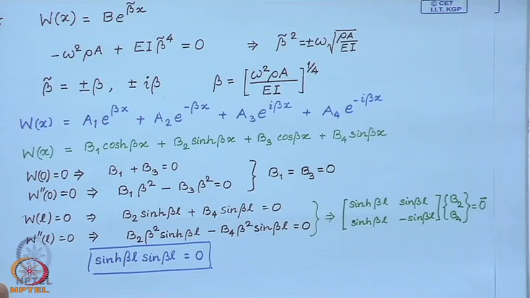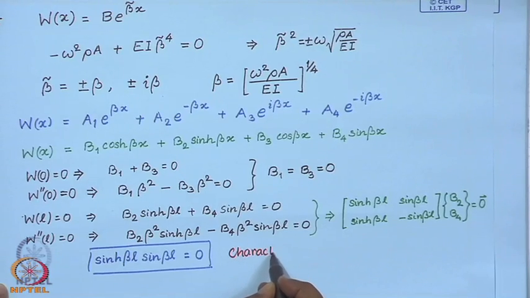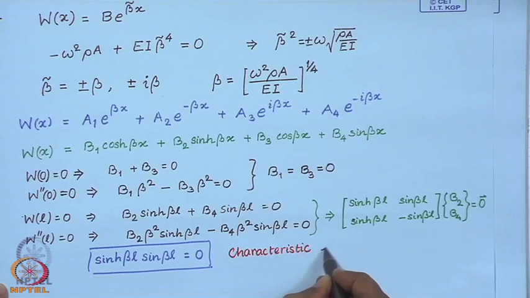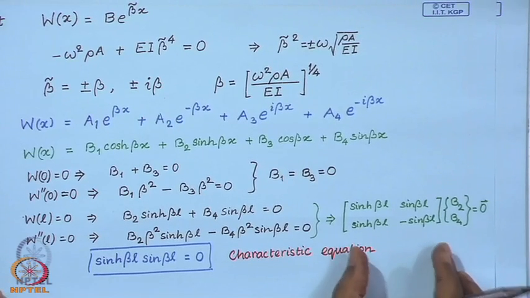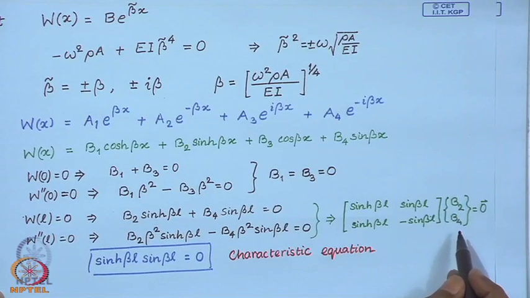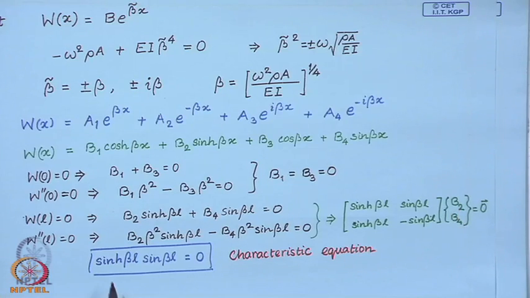So, vanishing of this determinant for non-trivial solutions of B 2 B 4, this vector leads us to this determinant equal to 0, and this is the characteristic equation for the simply supported Euler-Bernoulli beam.